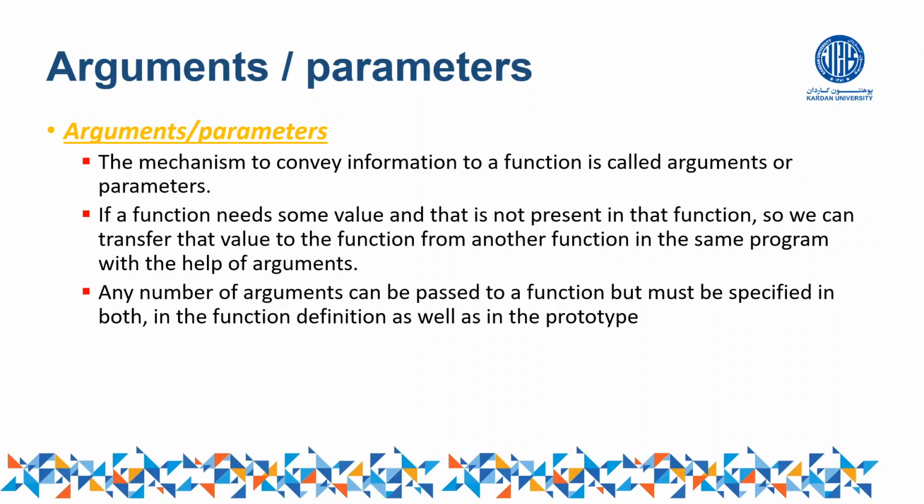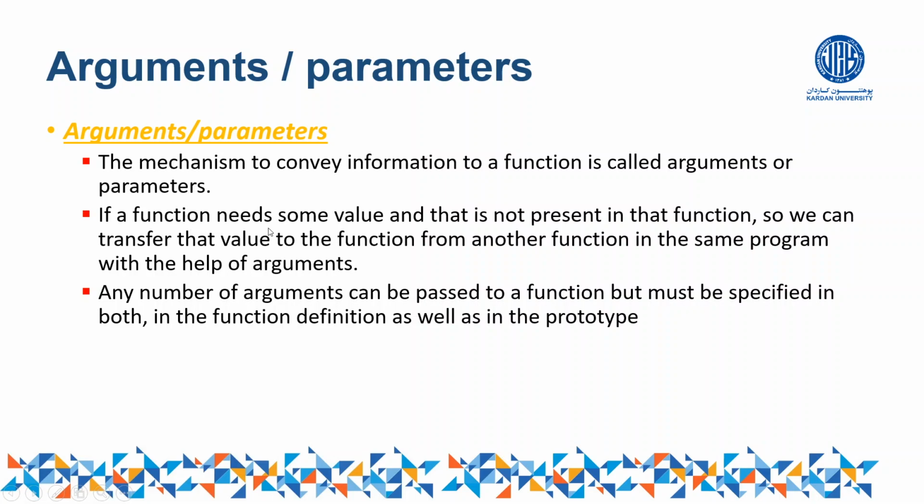Now, first of all, we will see what an argument or parameter is. Arguments are basically the mechanism to convey information to a function; that is called arguments or parameters. It is a kind of mechanism through which we can convey or pass information to any function. This information might be in the form of values, or the address of variables, or it may be simple variables.